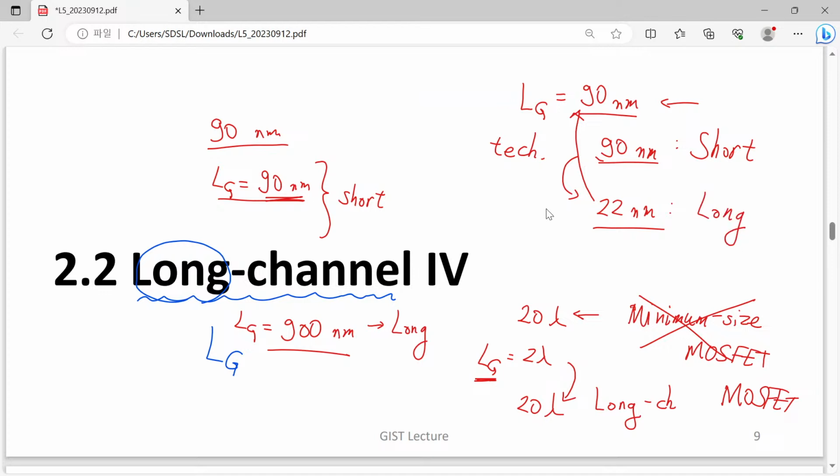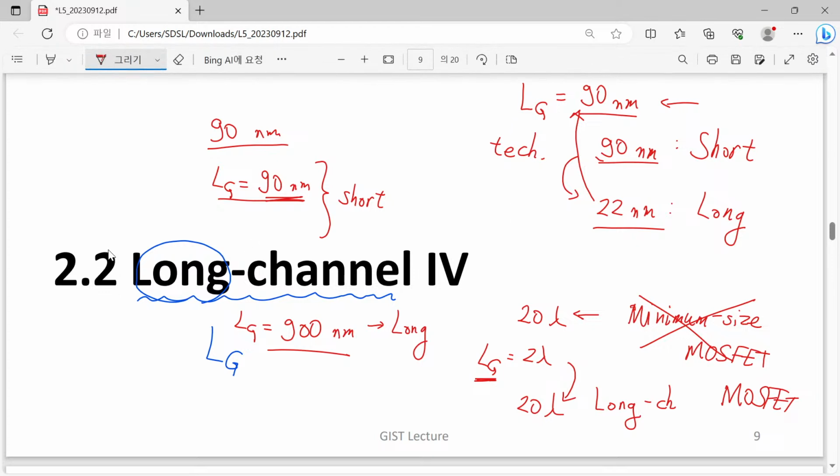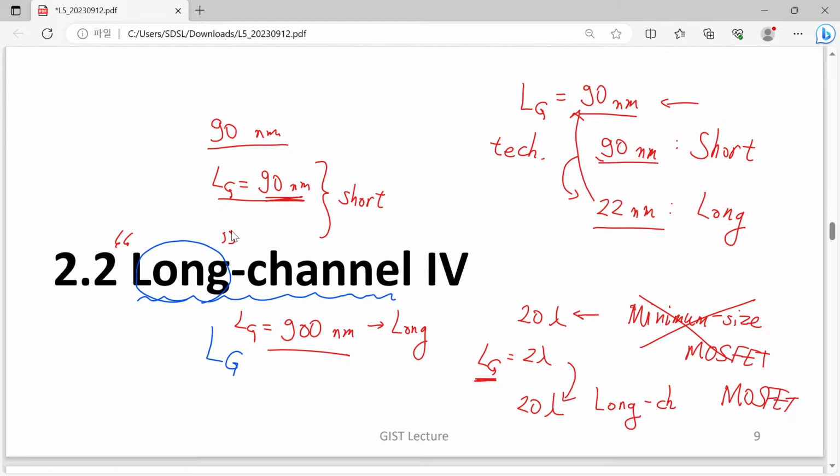So please note that what is long really depends on your technology. Long means that you should regard it as just several times longer than the minimum channel size available in your technology. Okay, then there is something we have to care about.